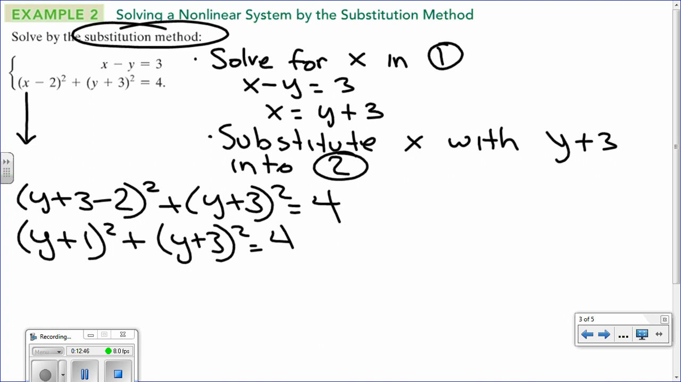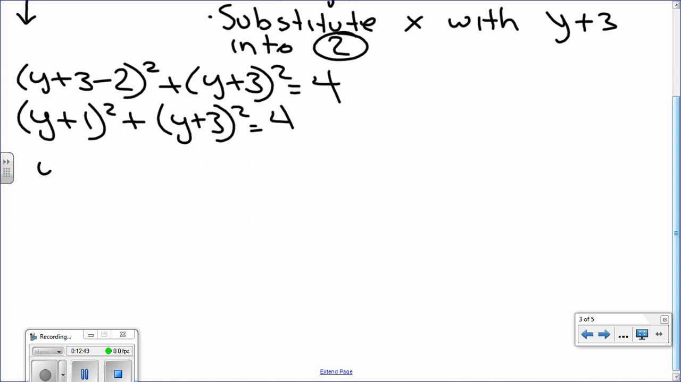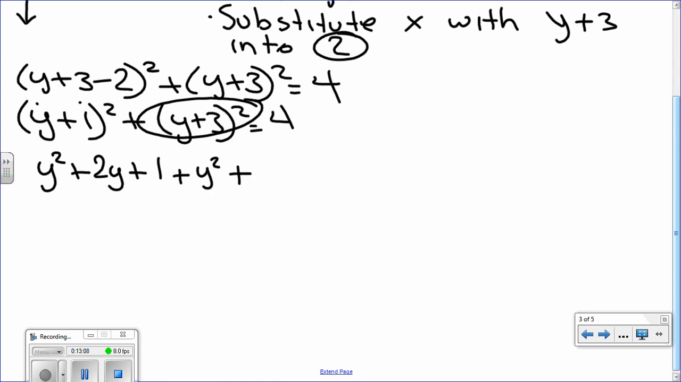Okay, and so let's expand this one. So we get y squared plus, the shortcut is the product of y times 1, that's y, and then we double it. So how many y's? 2 y's. And then 1 squared is 1. Now let's square the other binomial. So y squared plus the product of y times 3 is 3y, and then we double, so 6y. And then 3 squared is 9.